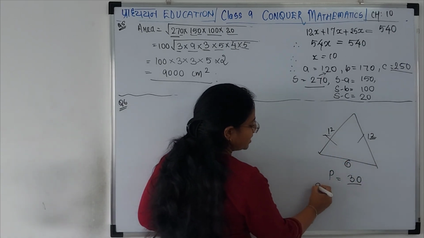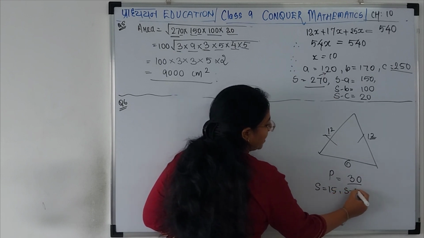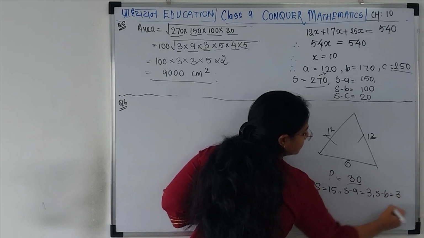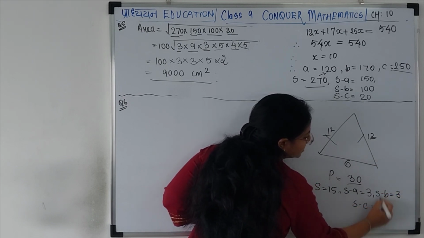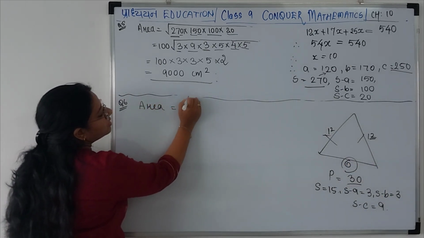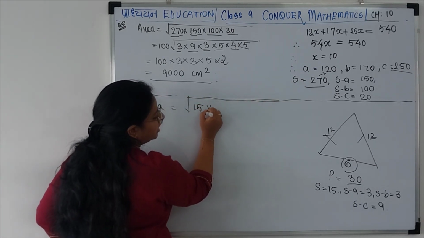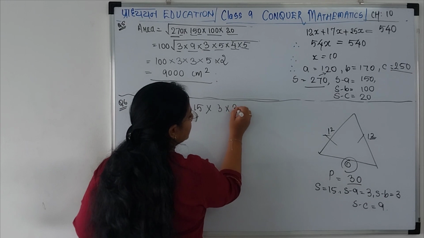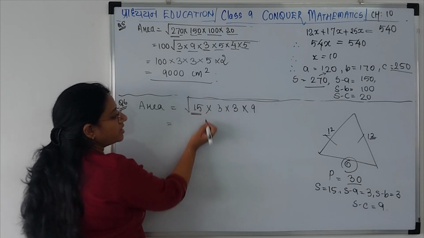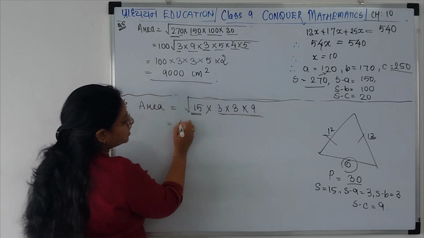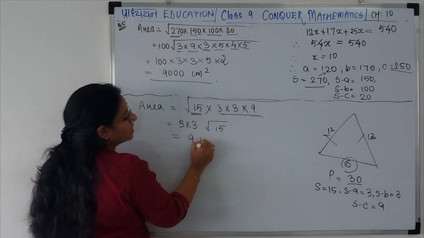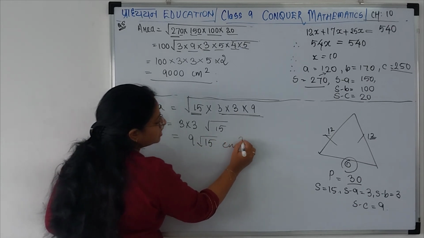So you have S as 30 by 2, 15. S minus A as 15 minus 12, 3. S minus B is 15 minus 12, 3. And S minus C is 15 minus 6, 9. Okay. So area will be equal to root of semi-perimeter 15 into S minus A 3 into S minus B 3 into S minus C 9. So we do not split 15 because even if we split it, we are getting these two outside. So 3 into 3 is already coming out and we are getting inside the root 15. So your answer is nothing but 9√15 centimeter square.